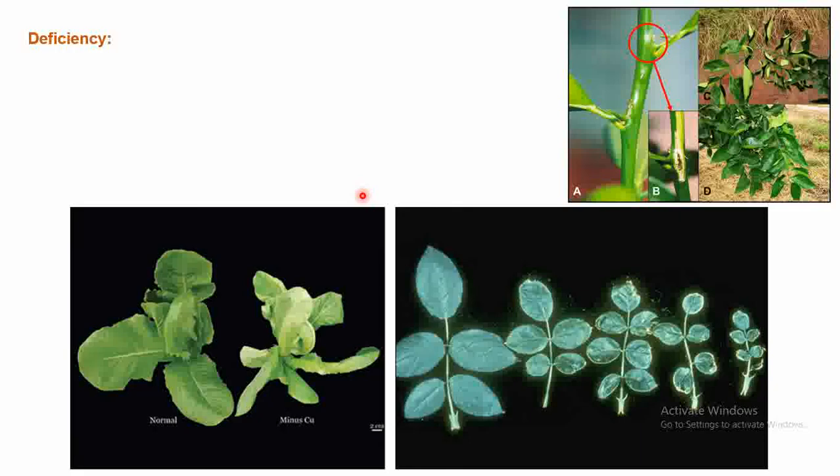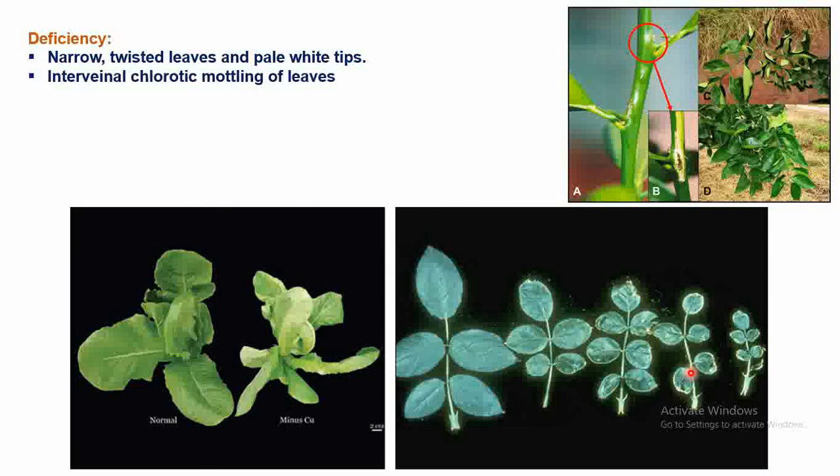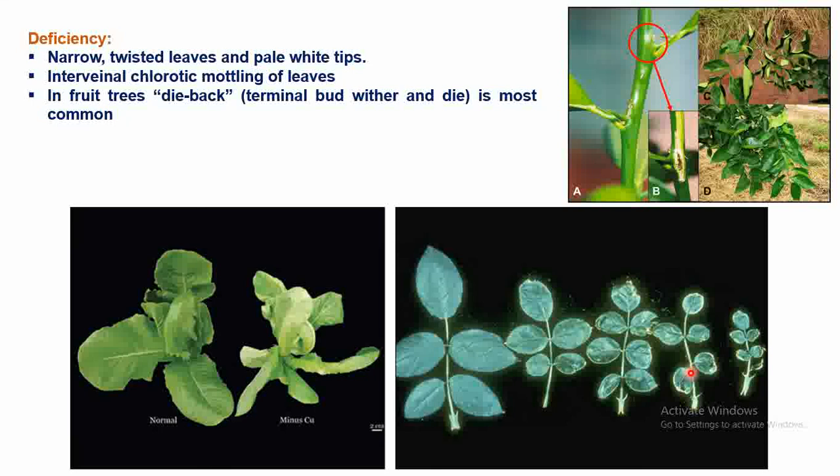Let us know about the deficiency symptoms of copper. Narrow, twisted leaves and pale white tip. Twisted leaves and pale white tip. Rose leaf is seen here. Interveinal chlorotic mottling of leaves. In fruit tree, dieback, where terminal bud withers off and dies, is the most common. Terminal bud withers off and dies, dieback disease.